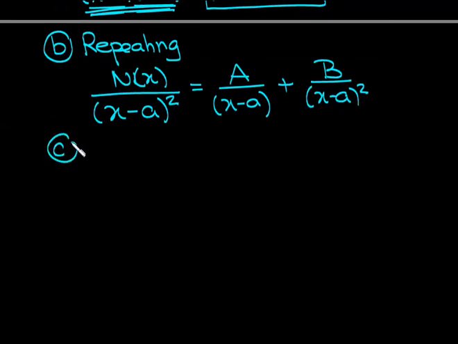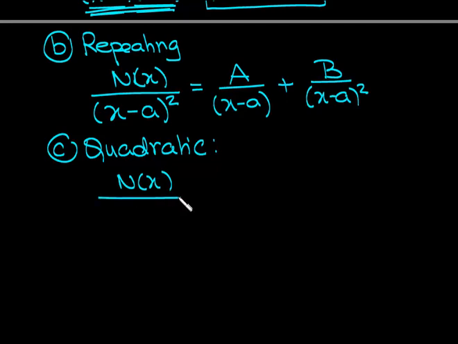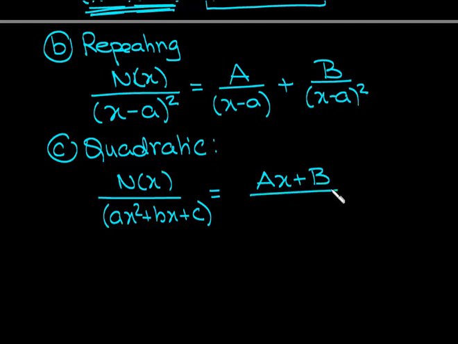The last one is if the factors are quadratic. Quadratic means degree 2. You could have something like x over ax squared plus bx plus c. In that case the factor breaks to ax plus b over ax squared plus bx plus c. So in that case we break it down this way.